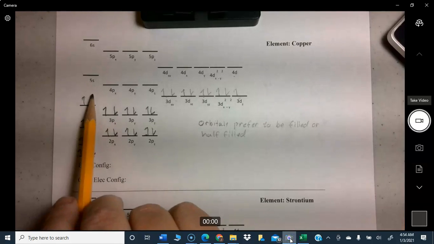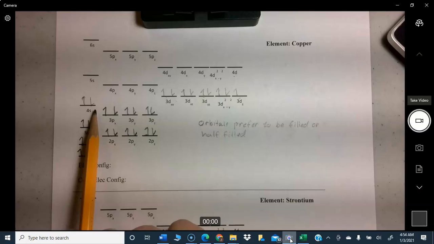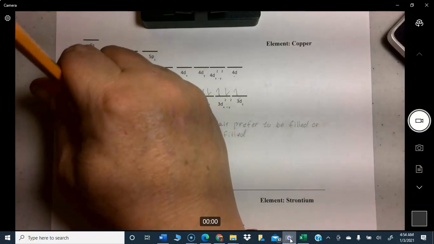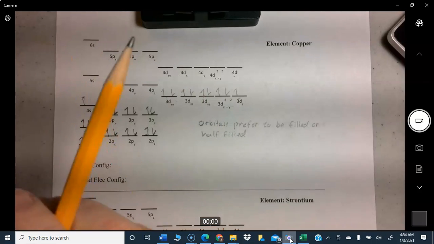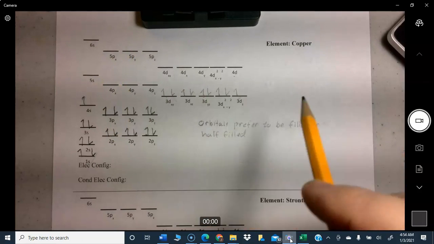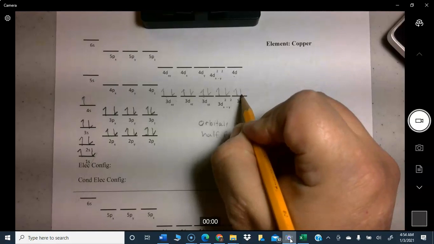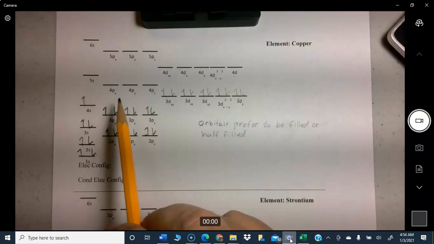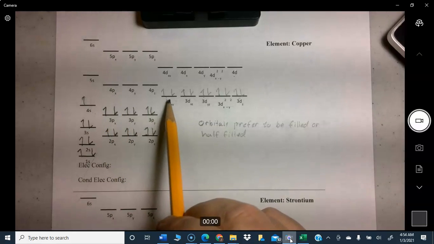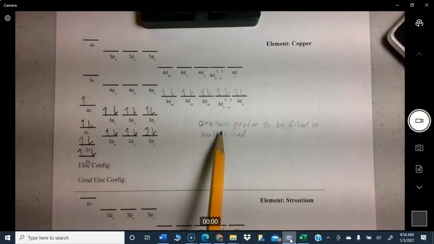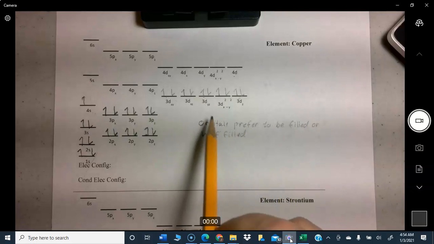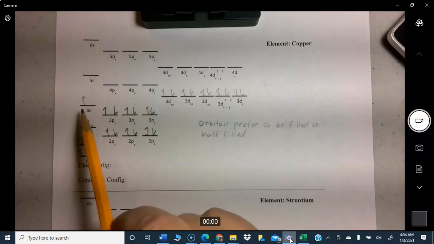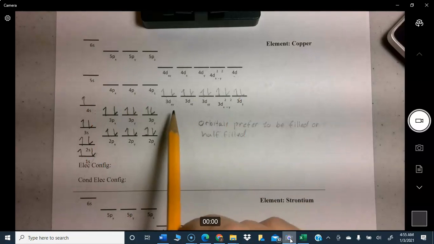They're going to borrow an electron from the s orbital. In copper's case, it's the 4s orbital. So we're going to erase that line right there, erase that electron, and place it over here. Now copper has a half-filled 4s orbital and a completely filled 3d orbital. Orbitals prefer to be either filled or half-filled, so now it has a filled and a half-filled orbital, whereas before it had a filled 4s, but not a filled 3d.